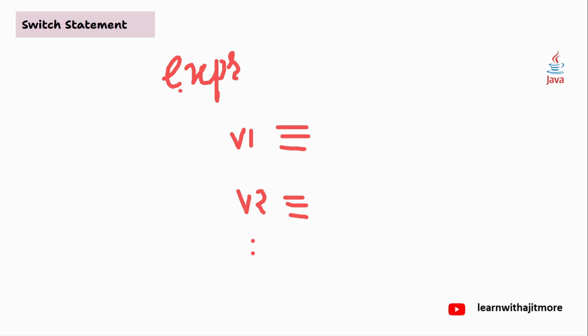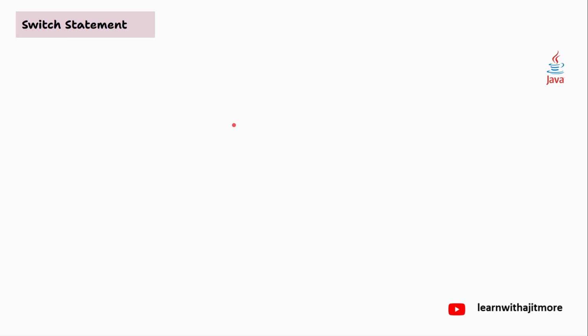Now at runtime, you want to evaluate that expression and match it with the values. If the expression matches with any value, its associated statement should get executed. Getting? So in such a situation, you can use a switch statement instead of using a chain of if else going on. Getting?